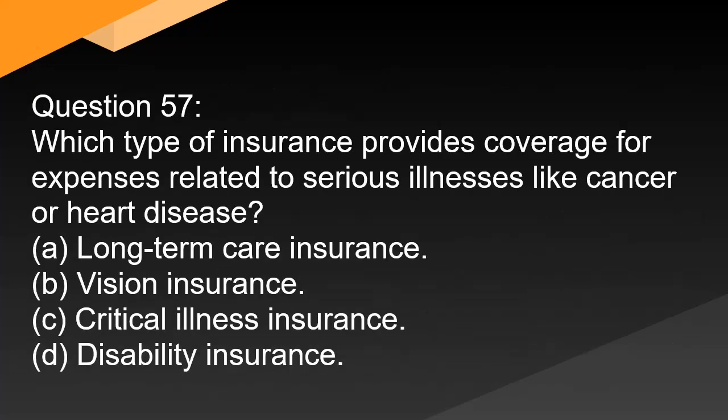Question 57. Which type of insurance provides coverage for expenses related to serious illnesses like cancer or heart disease? A. Long-term care insurance. B. Vision insurance. C. Critical illness insurance. D. Disability insurance.